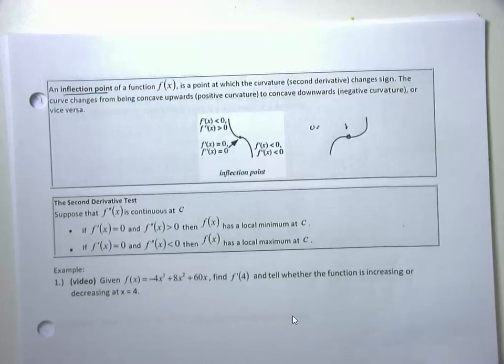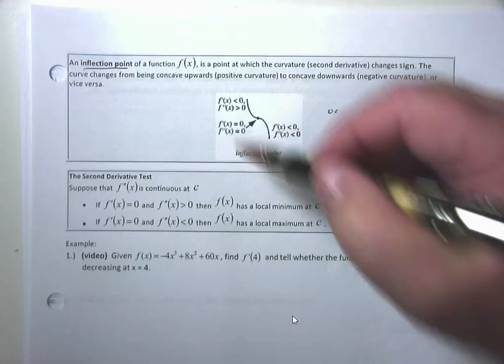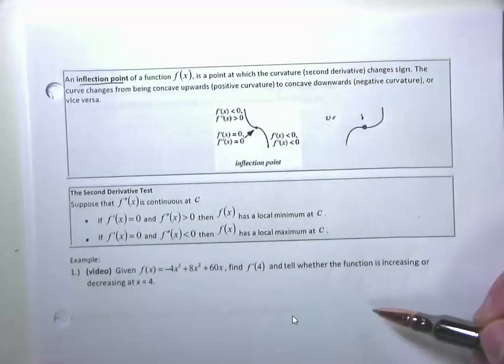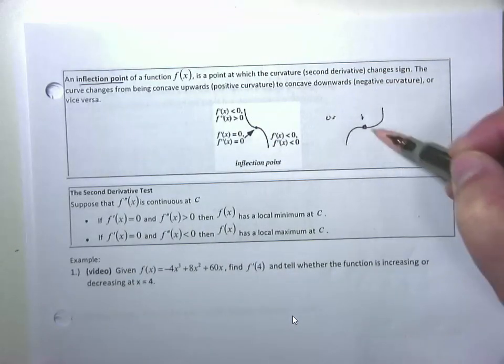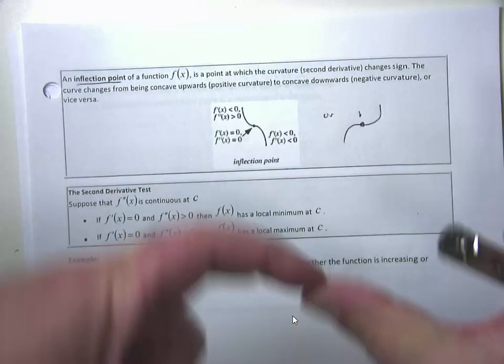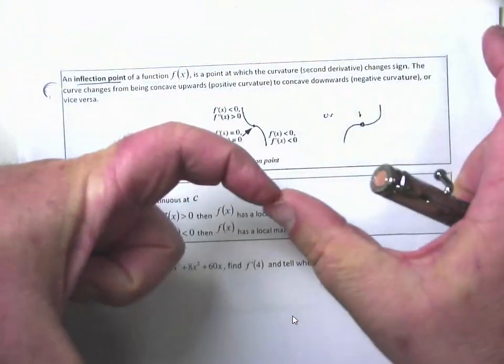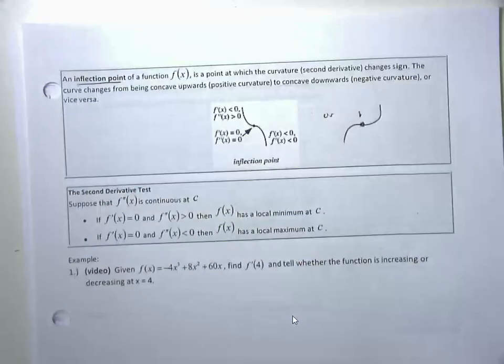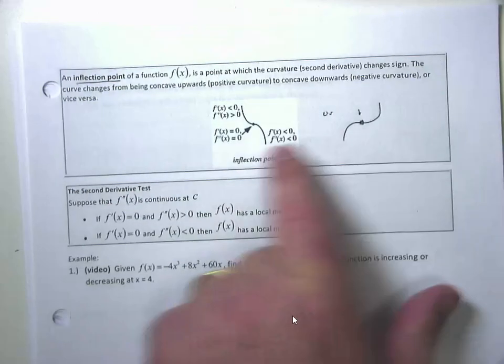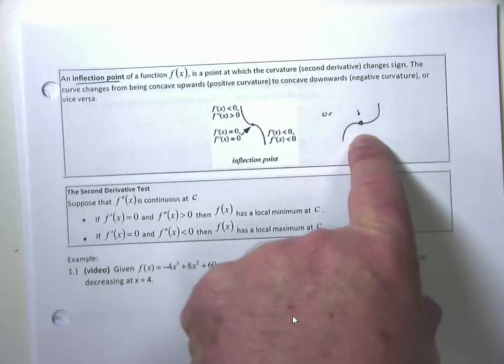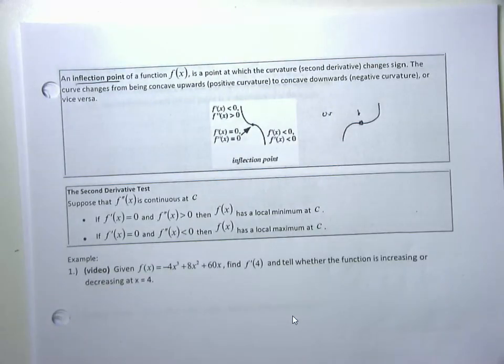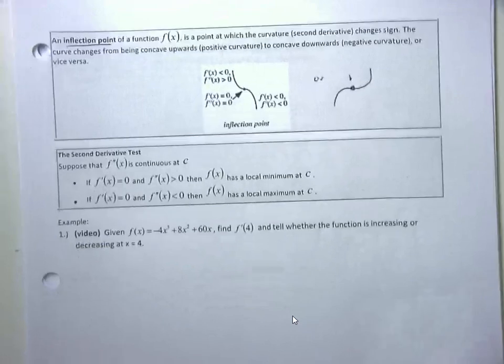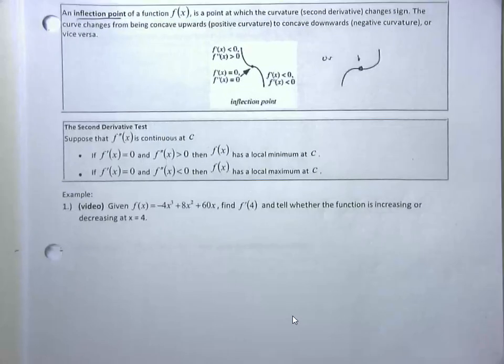And pretty much how you find inflection points is by taking the second derivative, setting it equal to 0 and solving. But to be an inflection point, you have to change concavity. You have to go from being concave up to concave down, or from concave down to concave up. So you get that little U up, U down difference right between the two. That's called an inflection point, typically found by taking the second derivative, setting it equal to 0 and solving. And then the last little thing is called the second derivative test.